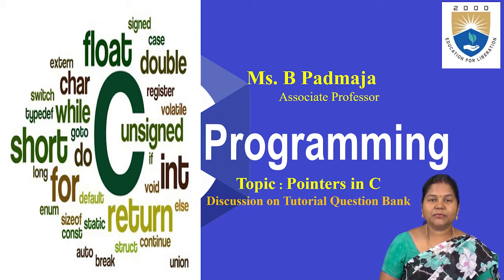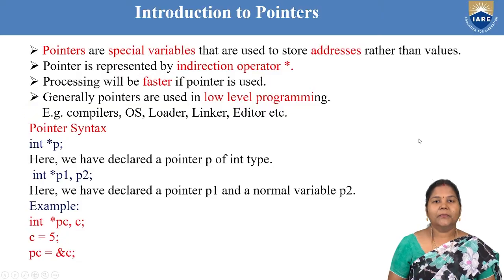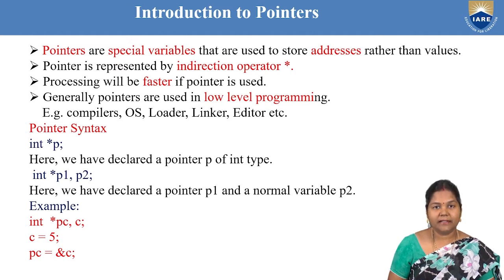Now, let us discuss today what is pointers in C and execute a number of programs using pointer concepts. So, let us begin with the definition of a pointer. Now, coming to introduction to pointers, pointers are special type of variables which are used to store the addresses rather than the values. So, whenever you want to store the address of another data type or another variable, then go for pointers. Pointers are represented by the indirection operator star, and if you are using pointers, then you are directly dealing with the memory addresses.